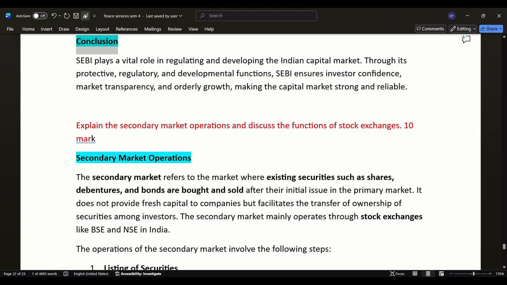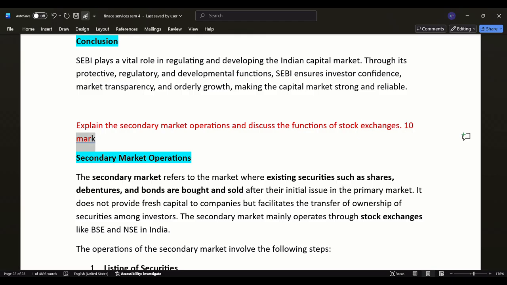Conclusion. SEBI plays a vital role in regulating and developing the Indian capital market. Through its protective, regulatory, and developmental functions, SEBI ensures investor confidence, market transparency, and orderly growth, making the capital market strong and reliable. Explain the secondary market operations and discuss the functions of stock exchanges.